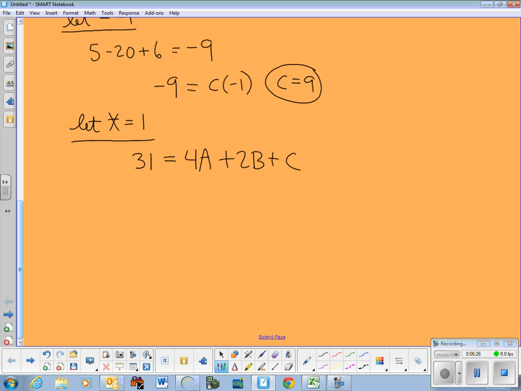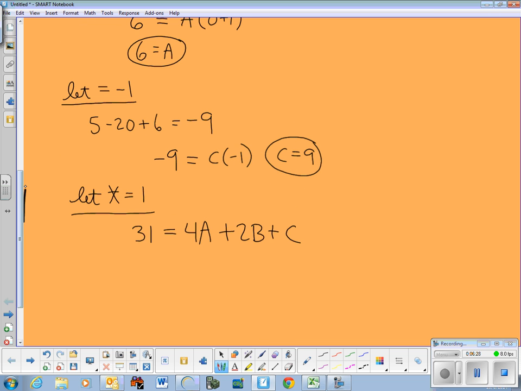Nothing wiped out, right? We choose these good X's because they're going to make letters disappear. And I didn't make anything disappear. That's all right, because I already know the values of A and C. This A and C apply no matter what X is. So I'm just going to take the two values.